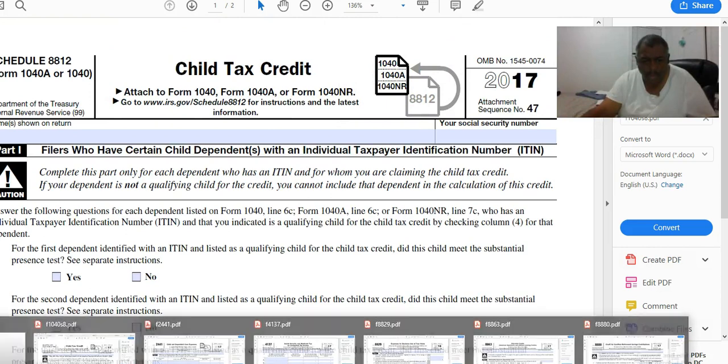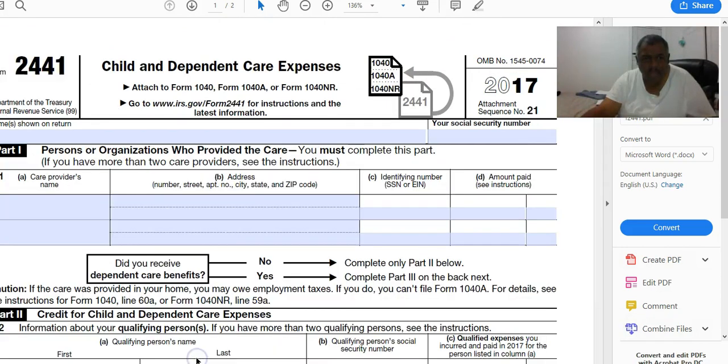The next form we'll deal with will be 2441, Child and Dependent Care Expenses. So these are for taxpayers who work, who have children, who have to have someone watch them because they're at work and they're too young to watch themselves, so they must hire a babysitter, or they go to a child care facility during the day so they can work. And so this is what this form is about.